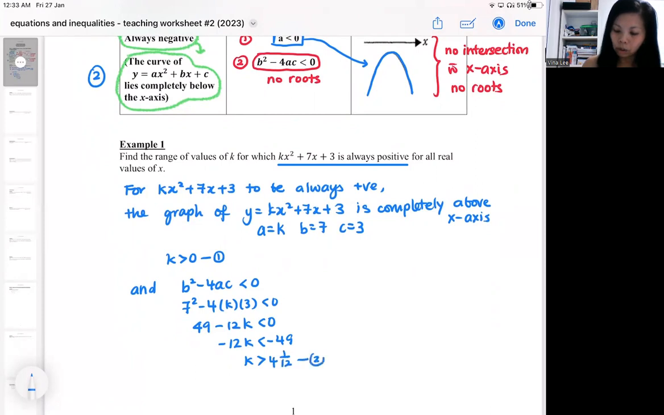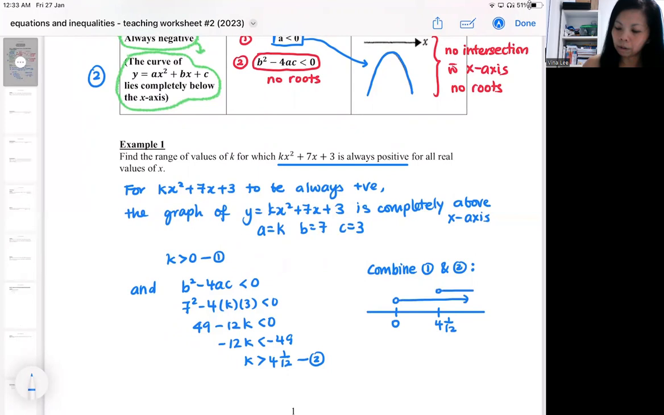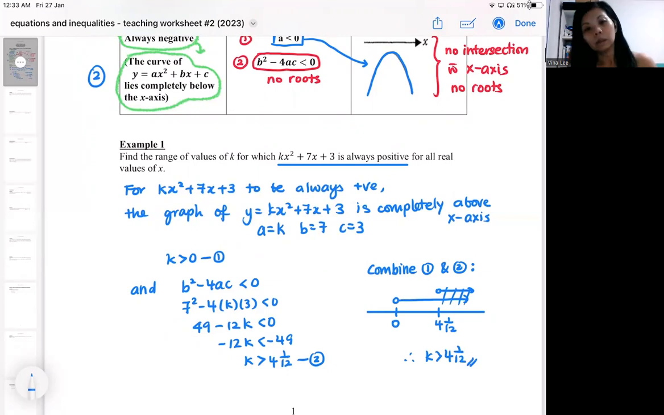So you got two inequalities. So you're going to combine the two inequalities. If I want to combine the two inequalities, it is like doing it on a number line. So k greater than 0 and k greater than 4 and 1/12. So eventually, my final answer will be k greater than 4 and 1/12. Okay, so that will be the condition that you need to know.